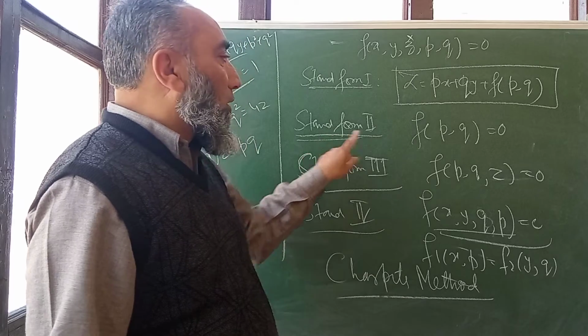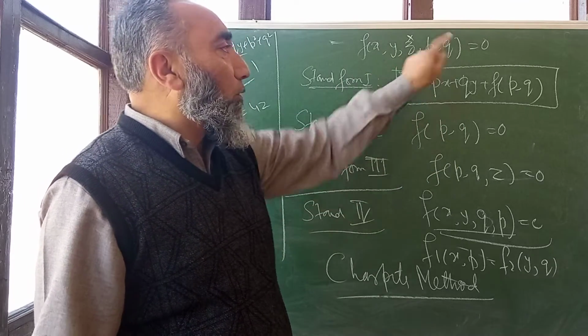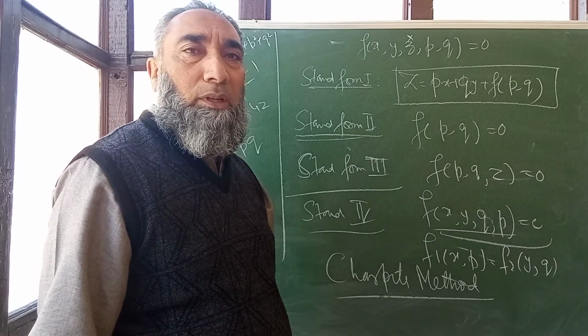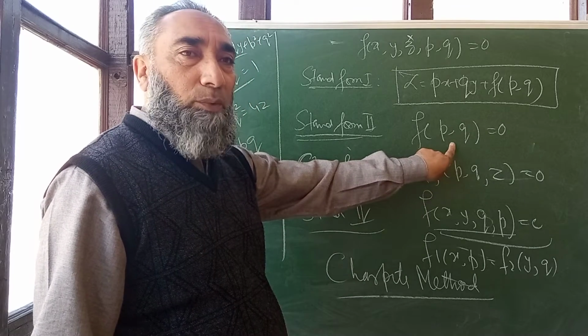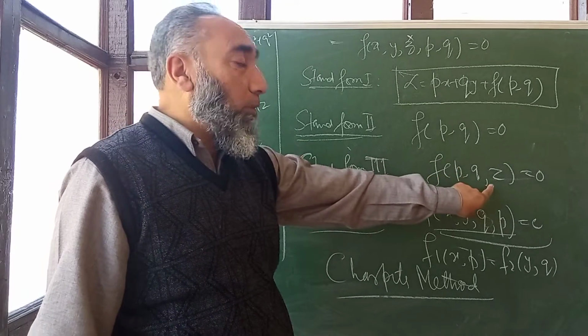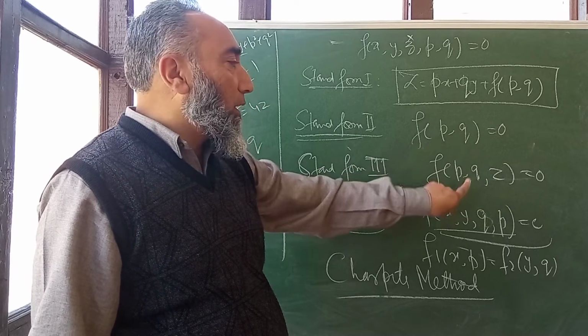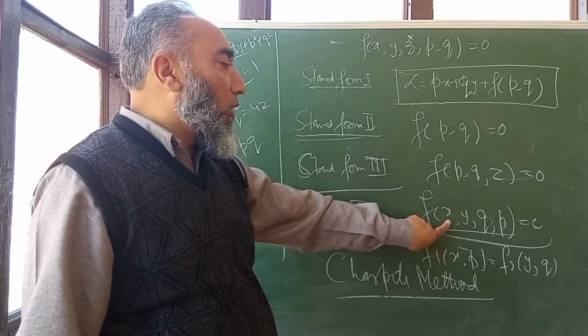Then you have a standard form where only p and q are there. In Clairaut's form, all the components are present: x, y, z, p and q. Here only p and q are present. Here p, q, z are present, so x and y are absent. Here x, y are absent. Then you have z is absent: x, y, q and p.